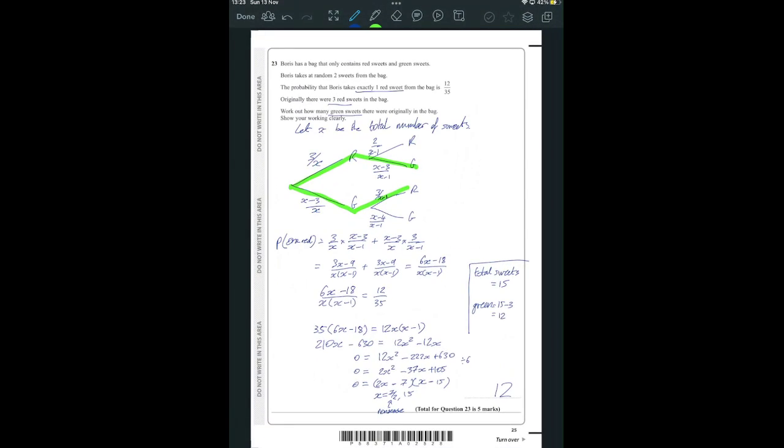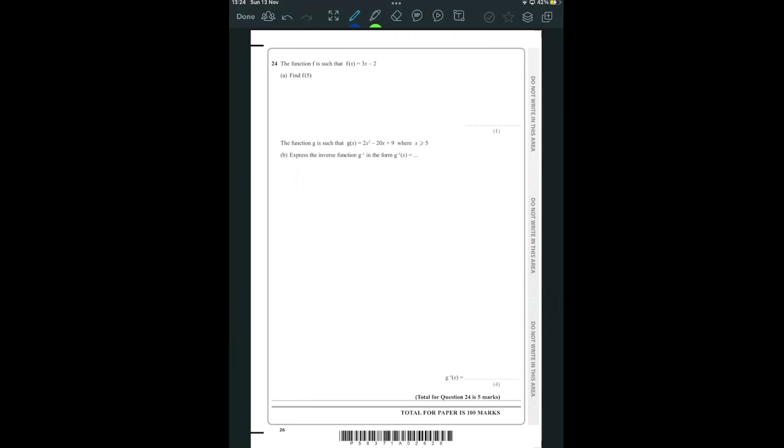Maybe not the only way to do this question. You probably could have got to the equation without the tree, but I like drawing the trees. They really help explain the situation. We're on to the final question now.